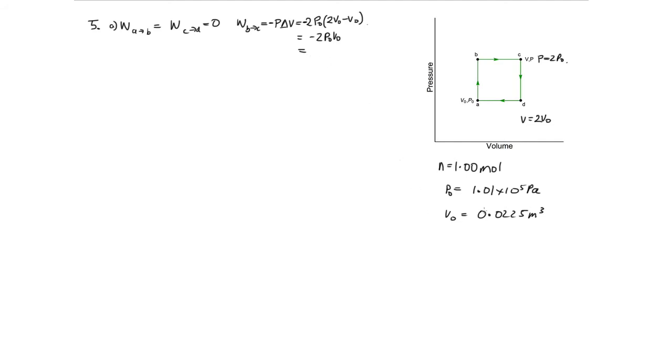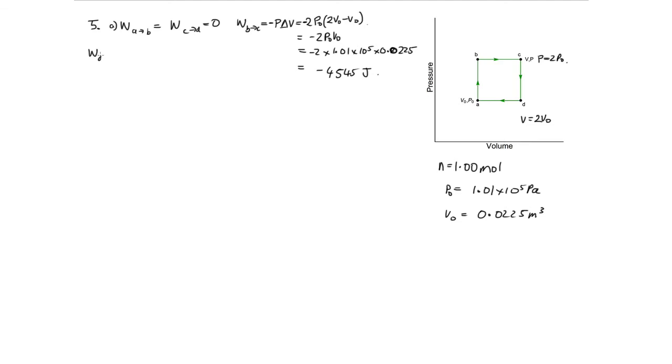We can substitute in our values here, so that's minus 2 times 1.01 times 10 to the 5 times 0.0225. And solving this one, we end up with minus 4,545 joules. We also need to calculate the work going from D to A.